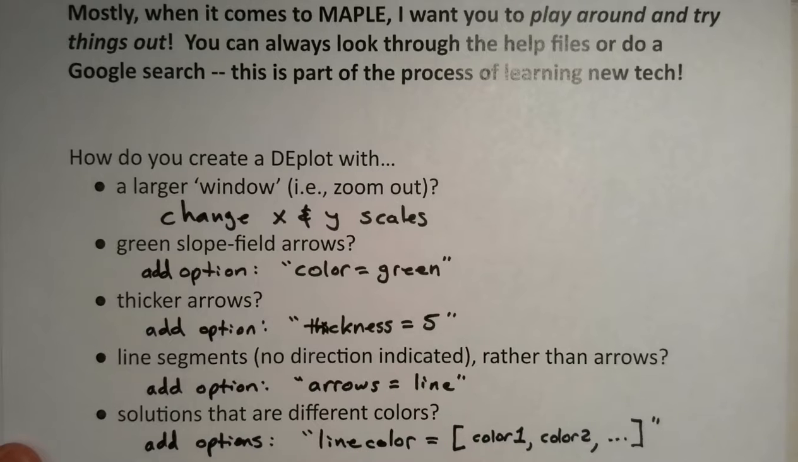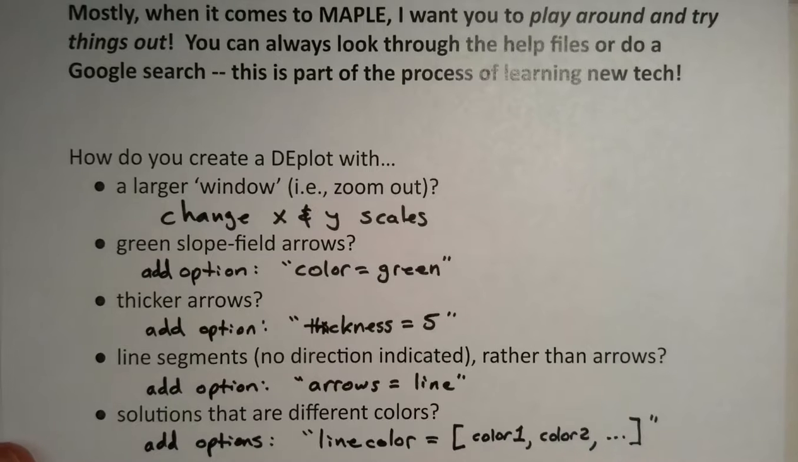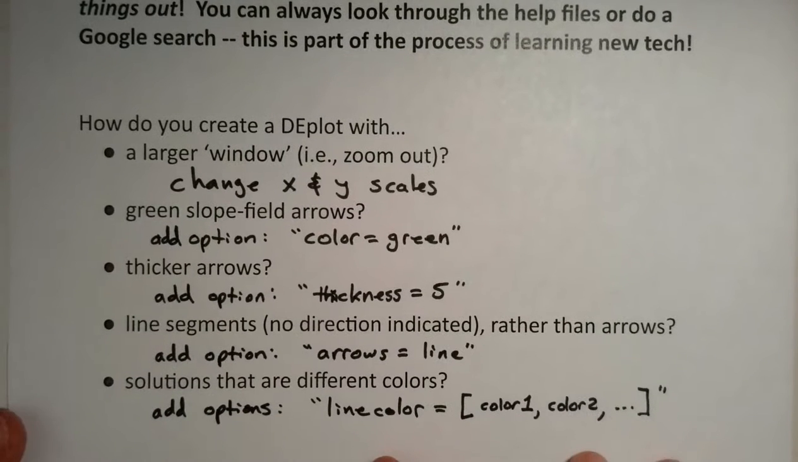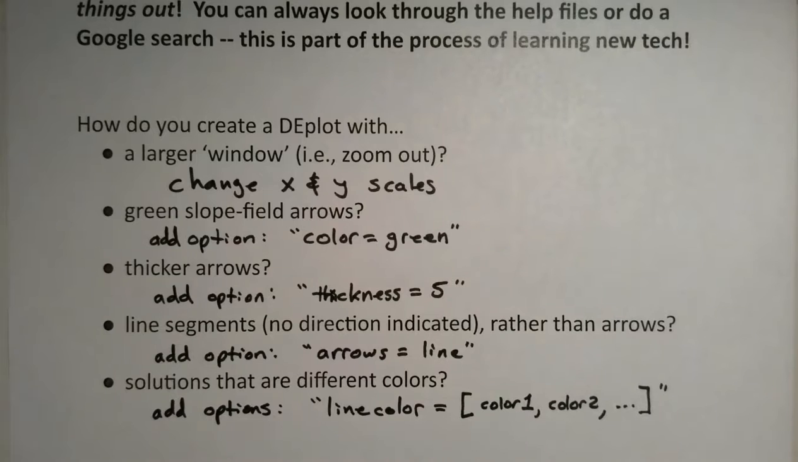And if you want to change your solution color so you get all kinds of different colors for each one of your solutions, however many you have, you can say line color equals, and then in square brackets, color 1, color 2, color 3. So you can make each one of your solutions a different color if you wanted. Now, I'm going to switch over to Maple so you can see what this might look like. And I've got an example of each one of these so you can see.